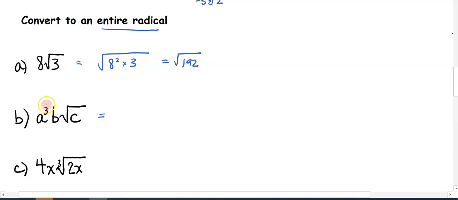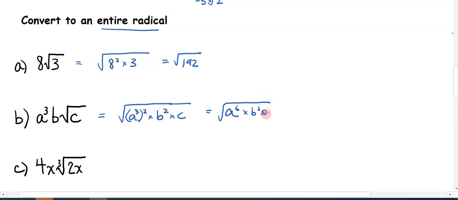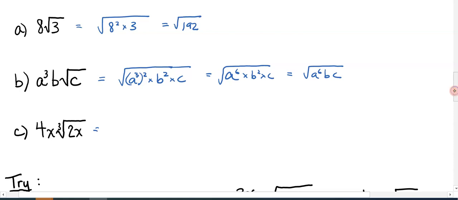Same thing with powers. When I put it back in, it's going to become x cubed all squared multiplied by b all squared, and the c is already there, so you just let it be. And so now I'm going to get a to the power of 6 times b squared times c, and then I'm just not going to write those multiplication signs, and I'm going to write it like that. All right, and again, pause whenever you like, try, and then check your answers.